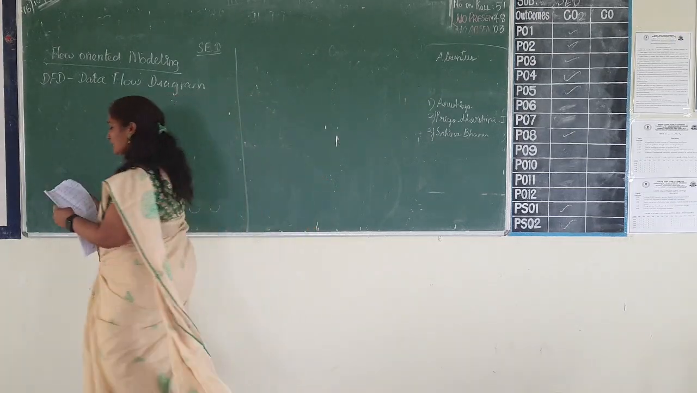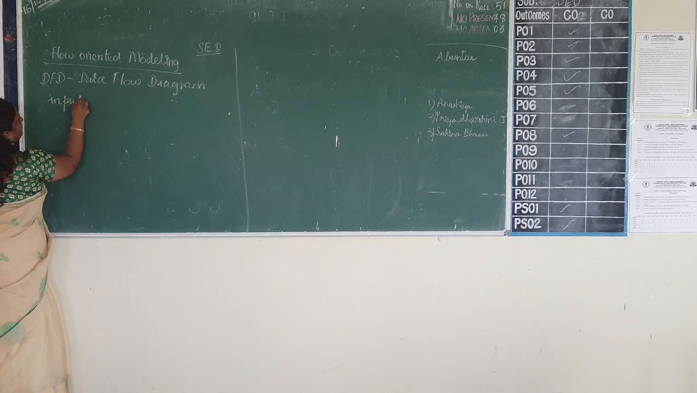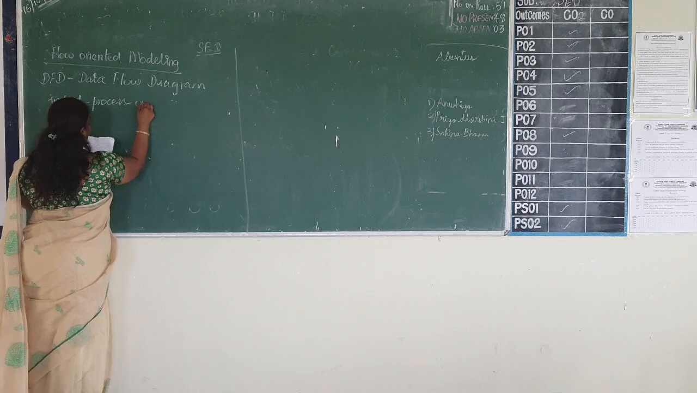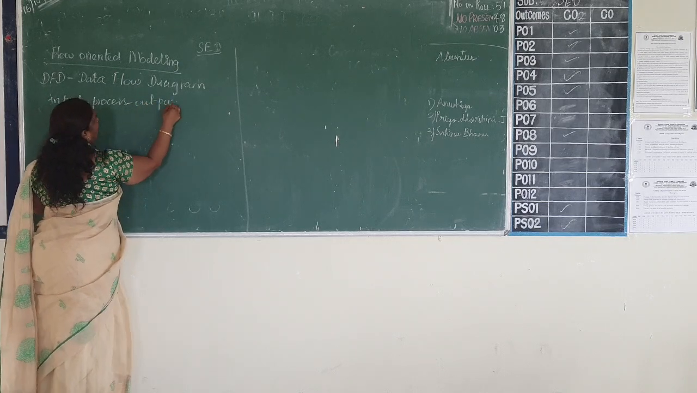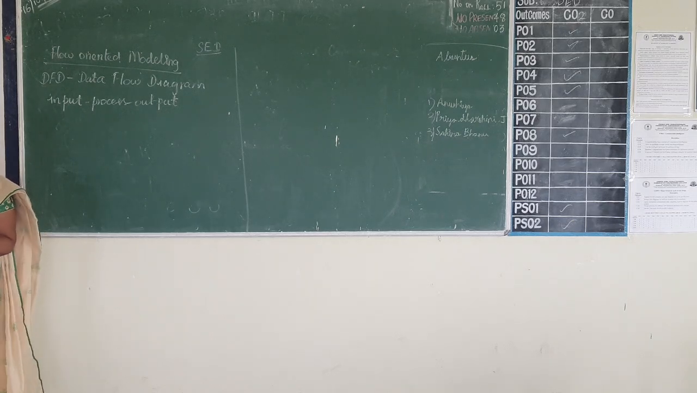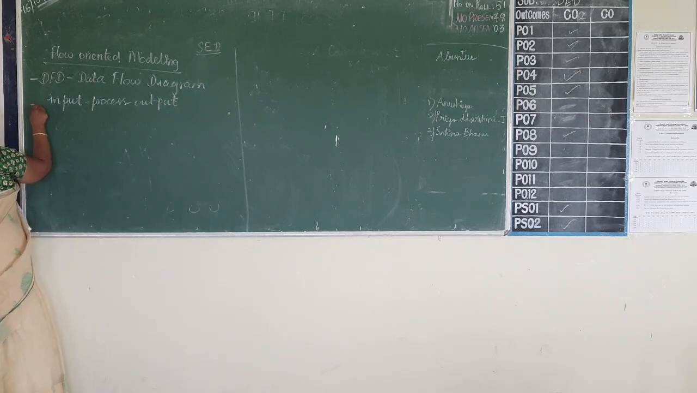Okay, so we can say that the input, process and output view of the system is represented by a data flow diagram. So here we deal with how the data is flowing across the system.